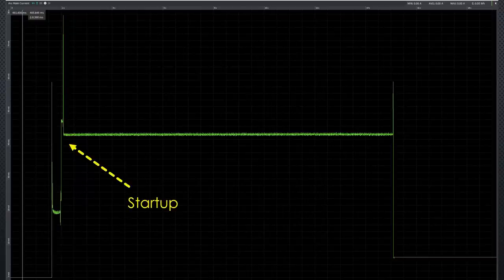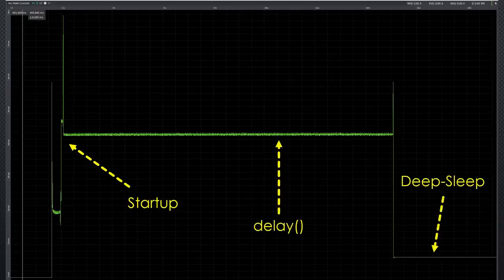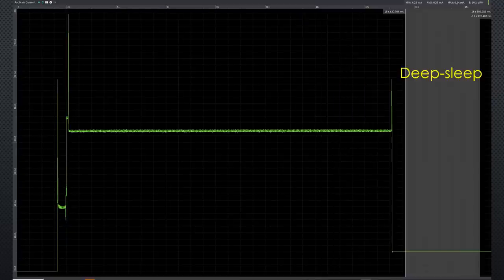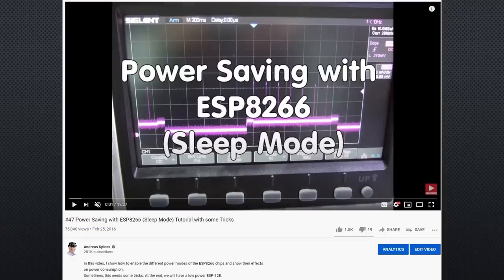First a peak when the chip starts and all capacitors have to be charged. Then a lengthy delay where I can measure the idle current. Then deep sleep. I select a range and read the average current. You can watch video number 47 if you are interested in deep sleep and how to calculate battery run times.